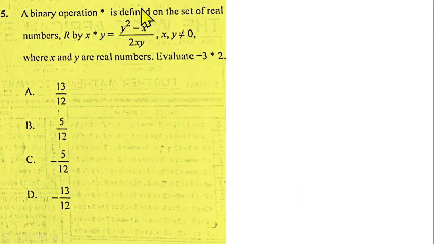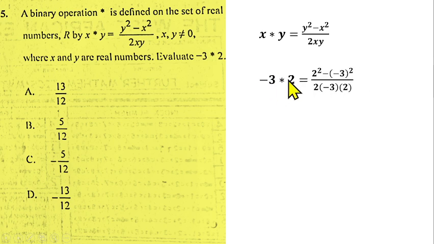Question number 5 is from binary operation. A binary operation asterisk is defined on the set of real numbers R by x asterisk y equals y squared minus x squared over 2xy, where x and y are not equal to 0, where x and y are real numbers. You have to evaluate minus 3 asterisk 2.